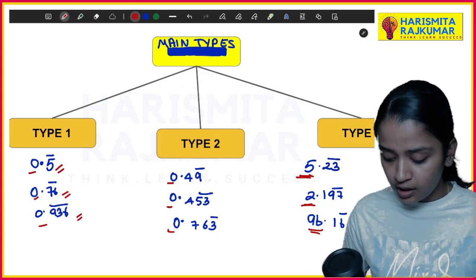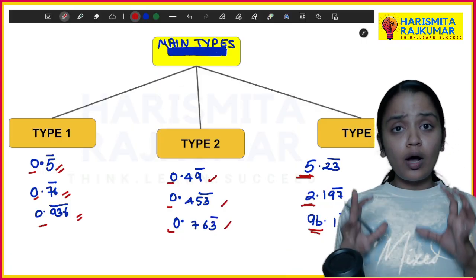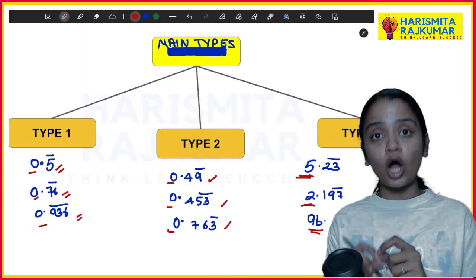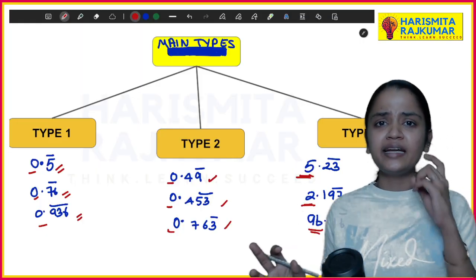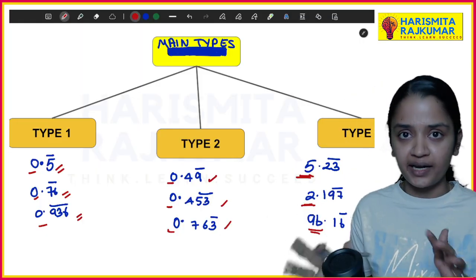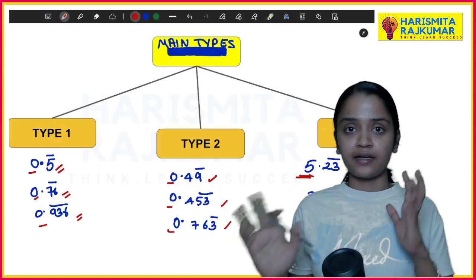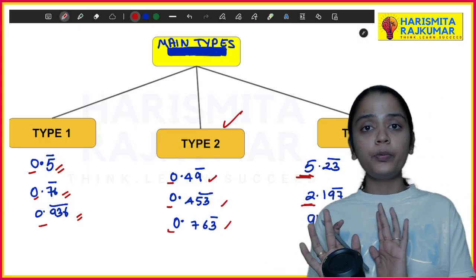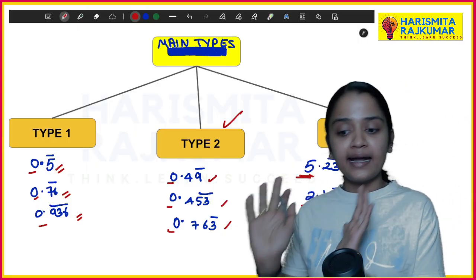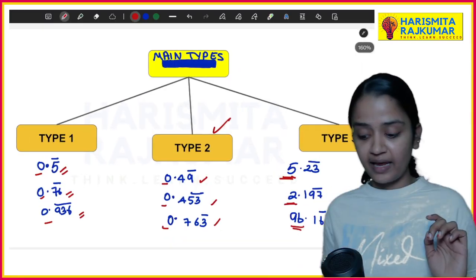Whereas here, you have a repetitive number, but not immediately after your decimal point. After your decimal point, either one or two numbers do not repeat and the remaining numbers repeat. Okay, so these are your type 2 numbers. I hope you understood the difference between type 1, type 2 and type 3, I mean the main classification.